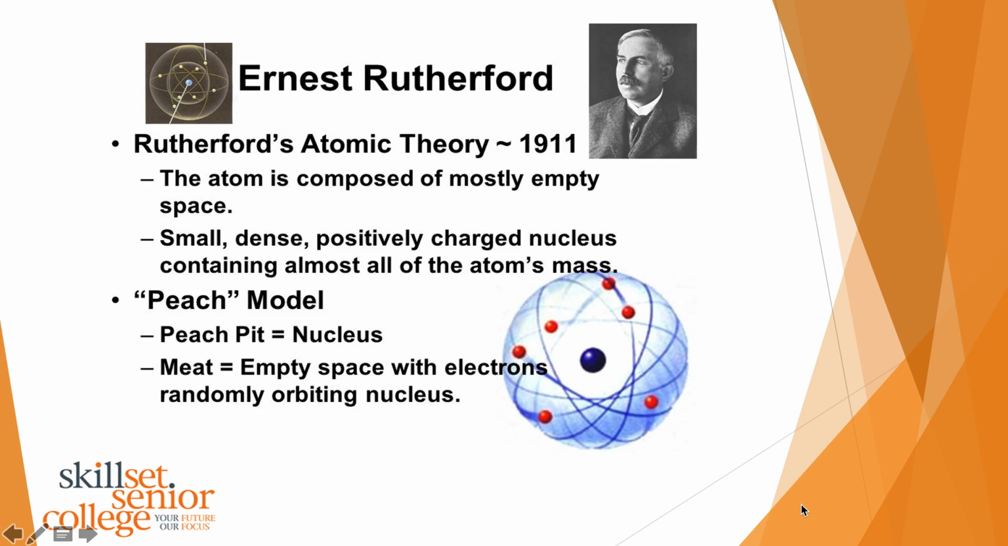Then we have Rutherford. So Rutherford's atomic theory in 1911. The atom is composed of mostly empty space, so moving away from that sort of dense plum pudding model. He says small, dense, positively charged nucleus containing almost all of the atom's mass. So remember at this point they didn't know what neutrons were either, but he said the middle was positive and around it was negative. And this was called the kind of peach model, with the peach pit, or the stone. Have you ever had a peach? It's got a big stone in the middle. The stone is the nucleus, and around it is empty space, and electrons are randomly orbiting around the nucleus. So he's getting fairly close to what we use today.